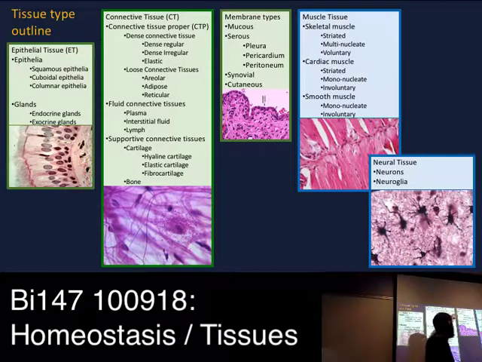I'm going to talk about what are called tissue membranes, because I need to talk about synovium. I'm not going to talk about these others, but I will talk about synovial membranes. And then this is muscle and neural tissue that we'll get to much later.